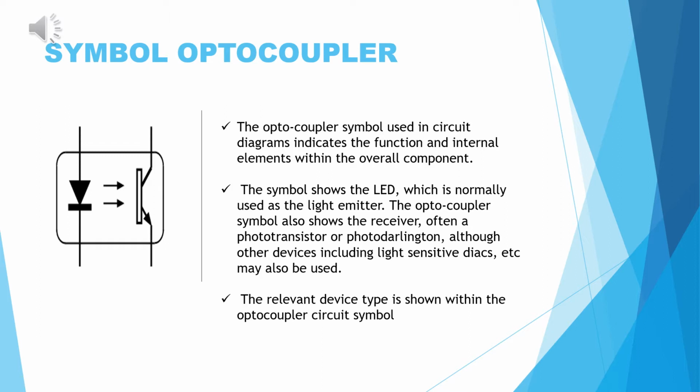The symbol shows the LED, which is normally used as the light emitter. The optocoupler symbol also shows the receiver, a phototransistor or photodiode, although other devices, including light sensitive diodes etc., may also be used. The relevant device type is shown within the optocoupler circuit symbol.